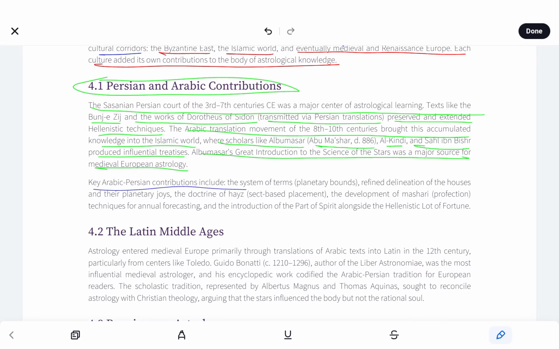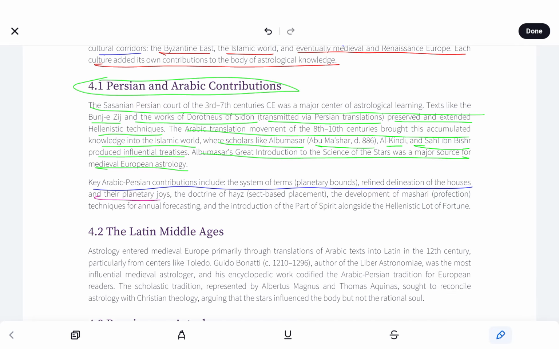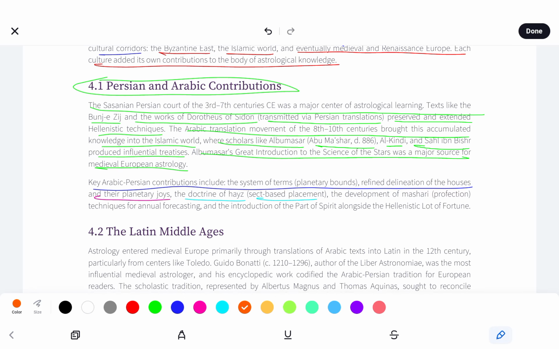Key Arabic-Persian contributions include the system of terms, planetary bounds, refined delineation of the houses and their planetary joys, the doctrine of hayz, sect-based placement, the development of mubtazi, perfection techniques, profections for annual forecasting, and the introduction of the part of spirit alongside the Hellenistic lot of fortune.